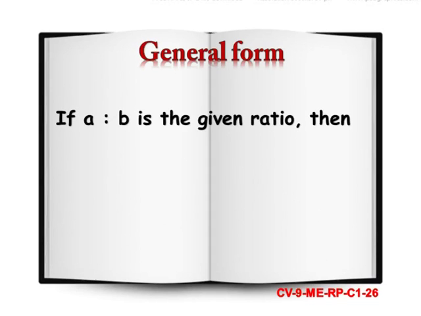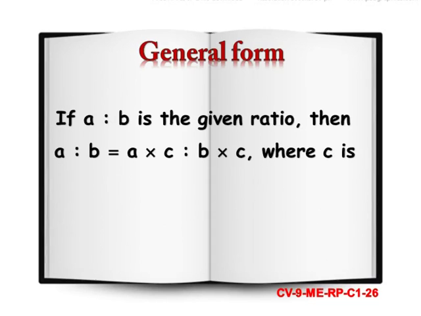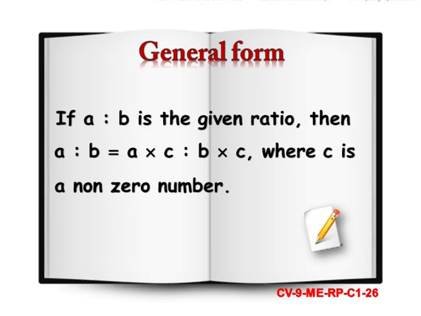In general, if A is to B is the given ratio, then A is to B is equal to A into C is to B into C, where C is a non-zero number. We use this for simplification of a given ratio. Children, note down this in your notebook.